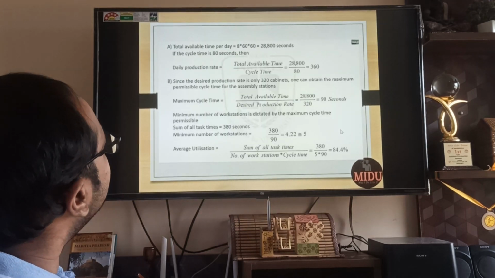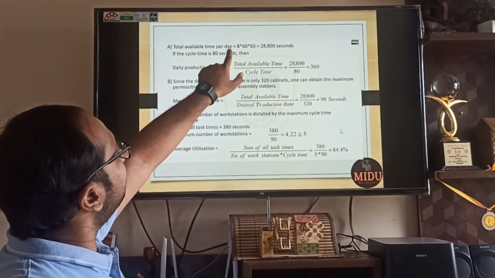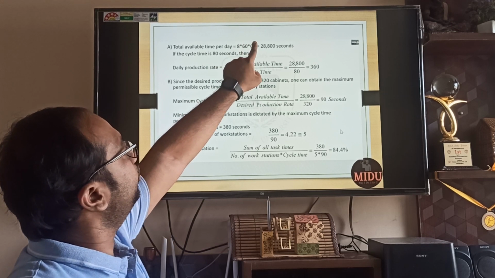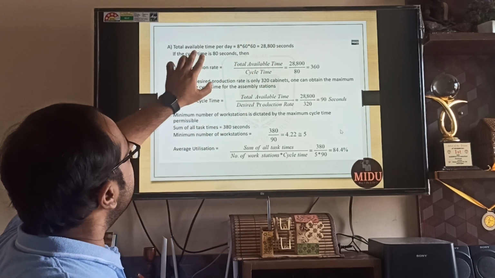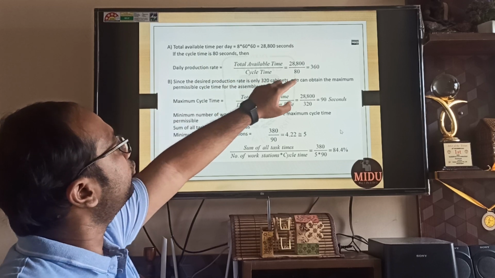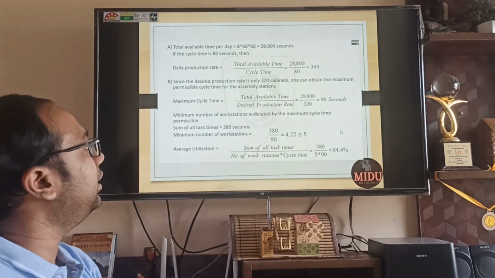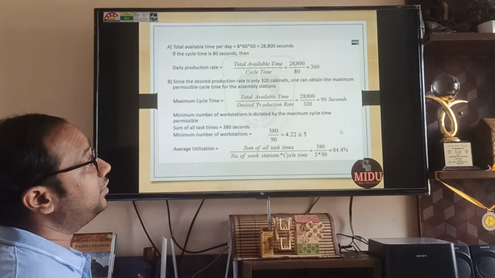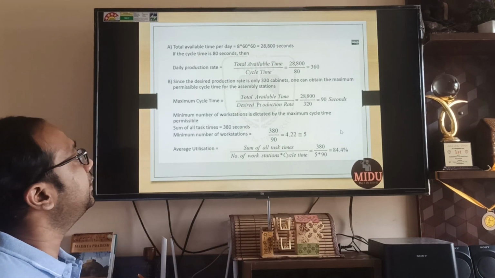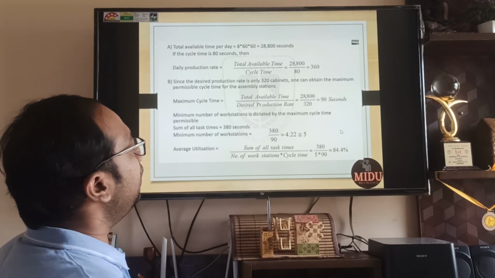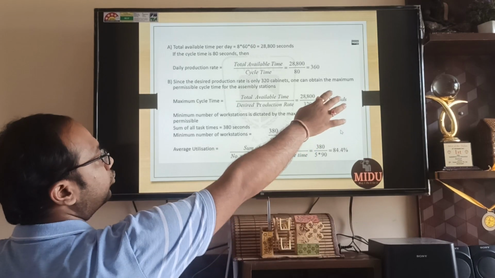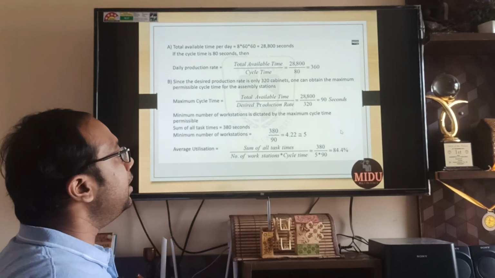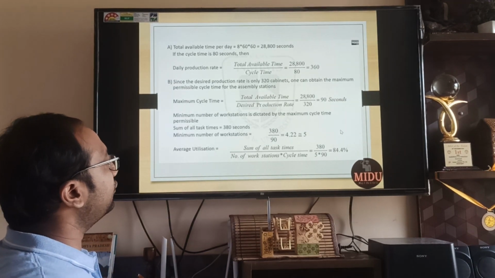In the first one, like we said, total available time is 8 hours. 8 hours into 60 into 60 seconds, whatever the number is, and the cycle time is 80. Divide, and you get 360 as the daily production rate. Now in the second it is saying that instead of 360 we want only 320 cabinets, correct? So total available time divided by production rate, so 90 seconds is the cycle time. Now we can calculate how many workstations are required.